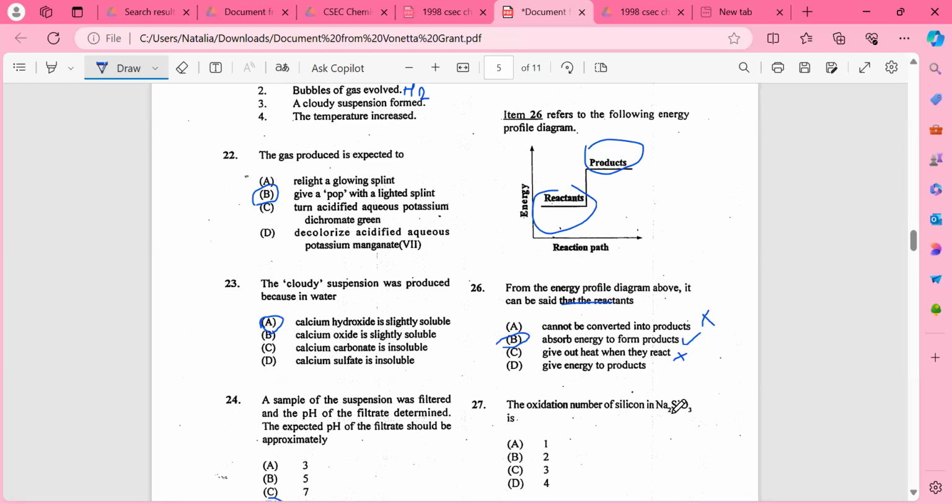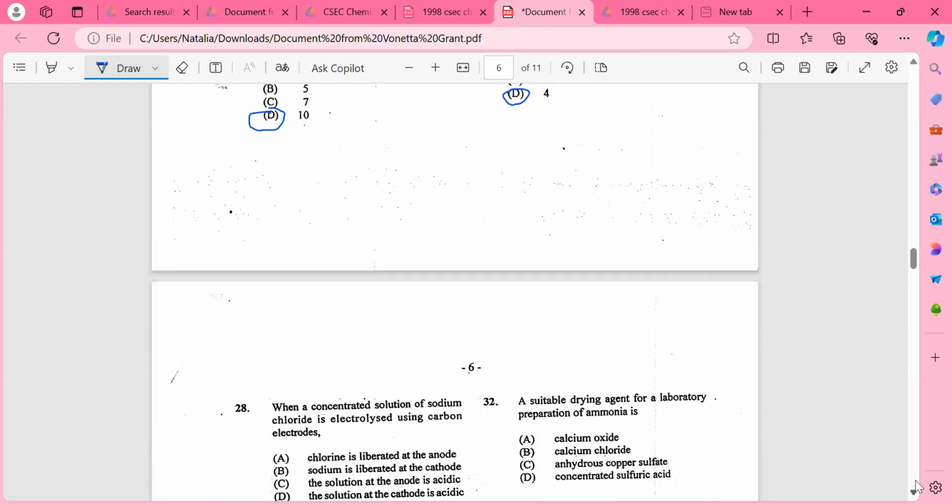The oxidation number of silicon. So 2 sodium ions is 2 plus. Oxygen has an oxidation number of -2. So 3 times -2 is -6. When we add all of that together, we're going to get 0: 2 plus x plus -6 gives us 0. So the oxidation state of silicon is going to be 4. That's clear? Yes, miss.